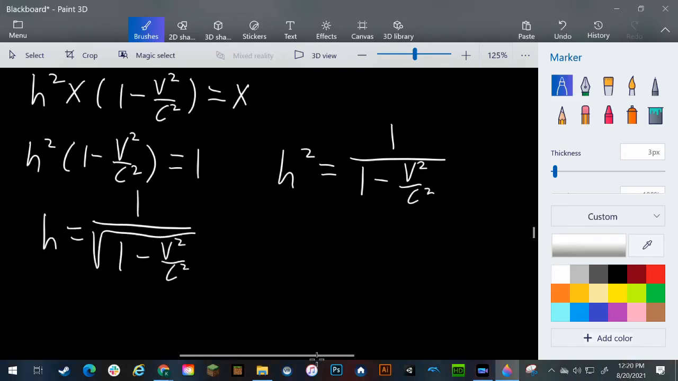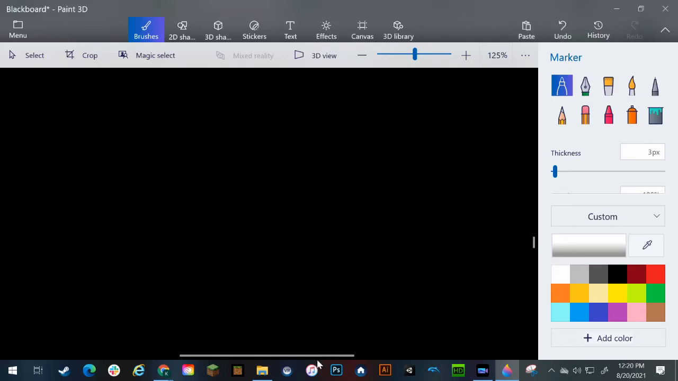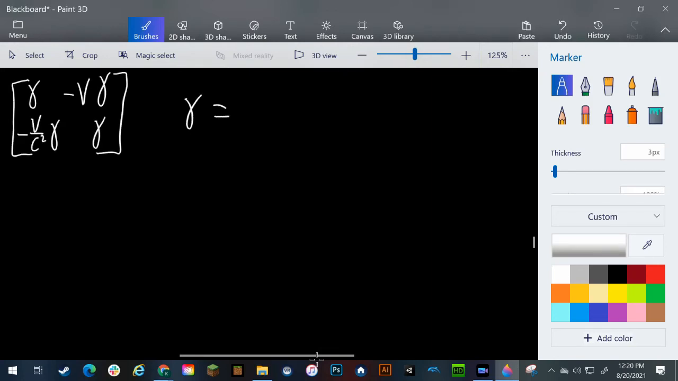And I'm going to actually rename h to the Greek letter gamma, just because that's what we use to represent this value in physics. So now we can finally write our final matrix in terms of gamma, where again, gamma is just 1 over the square root of 1 minus v squared over c squared.